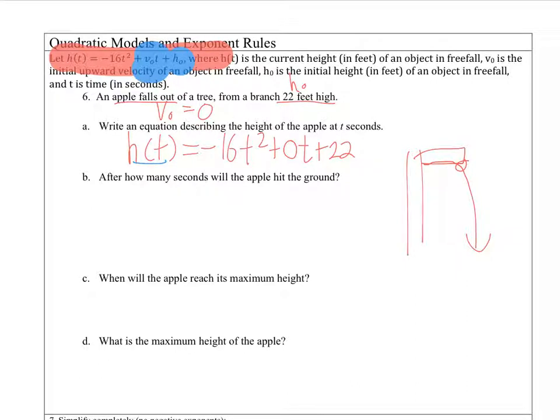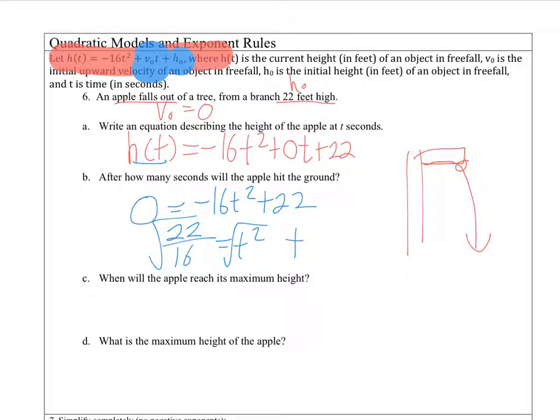Hitting the ground means that my height is going to be 0. Negative 16t squared, 0t I don't need to include, plus 22. To solve this, I'm going to subtract 22 and divide by 16. And I've got 22 over 16 is equal to t squared. I'm going to take the square root of both sides. And I get t is equal to the square root of 22 over 4, and negative the square root of 22 over 4.